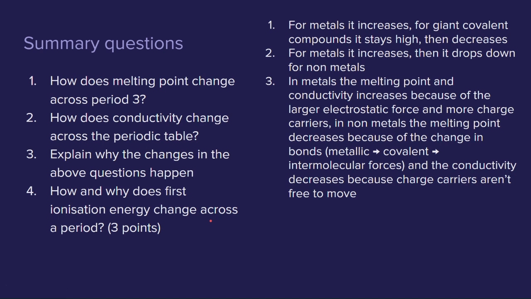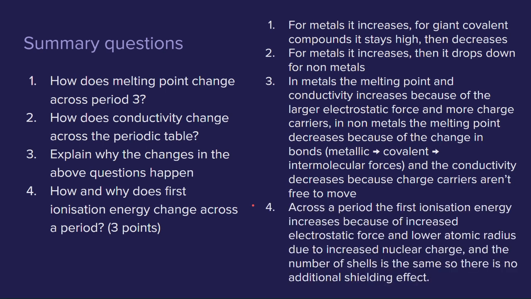And question 4, how and why does first ionization energy change across a period? We did that in subunit 6. You do 3 points for that. So point 1, across the period, the first ionization energy increases because of increased electrostatic force and lower atomic radius due to increased nuclear charge, and the number of shells is the same here, so there's no additional shielding effect.